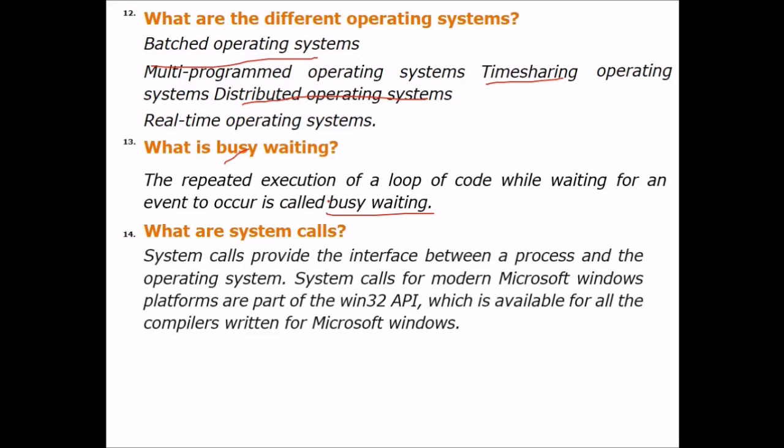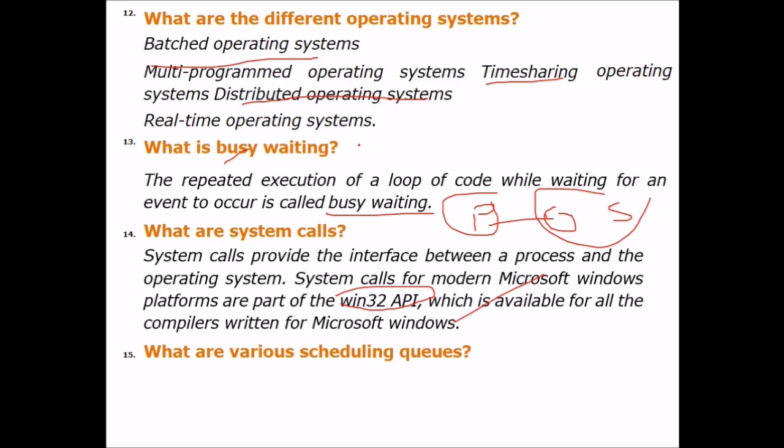What are system calls? System calls provide the interface between a process and the operating system. You have a process, and here is the operating system. There has to be some interface by which that process can communicate or provide information to the OS. There has to be some system call. System calls for the Microsoft Windows platform are part of the Win32 API, Windows 32 API, Windows 64 API, which is available for all the compilers, written especially for Microsoft Windows.